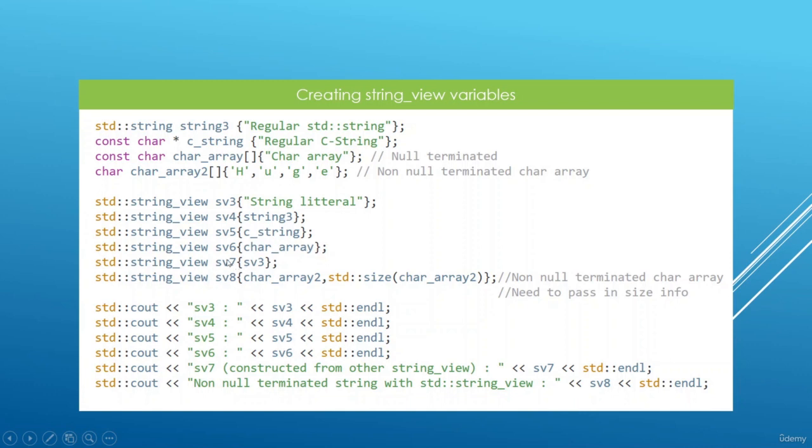If you go down here on sv7, you see that we can even initialize a string view with another string view. We can even use a non-null terminated character array, but when we do things like this, we have to pass in the size of the character array, and we can print these string views like we print anything else, and you're going to see that it is going to work. One thing you should really be careful about is that it is not recommended to use non-null terminated character arrays. Here I am just mentioning them for completeness, but in practice, you should really avoid these guys. They are going to get you into trouble.